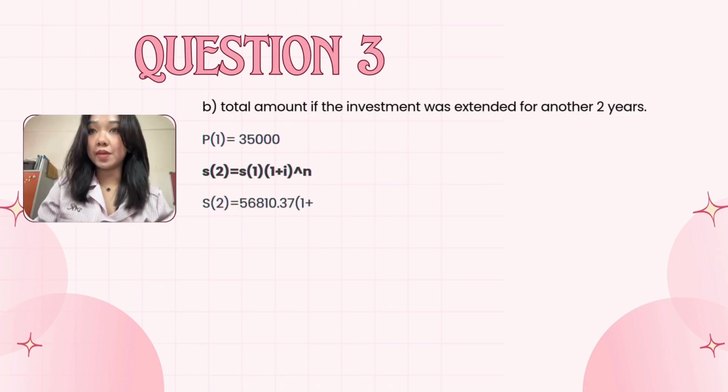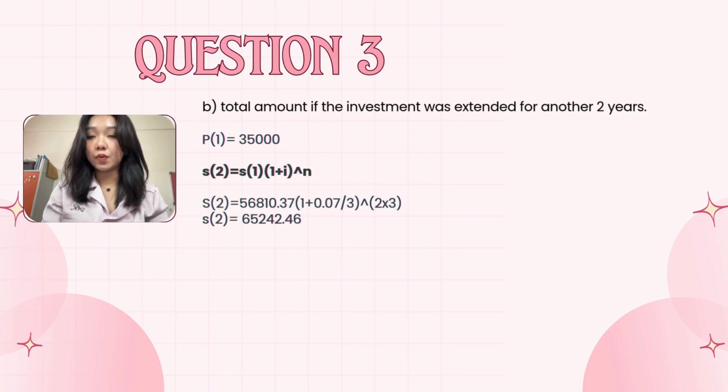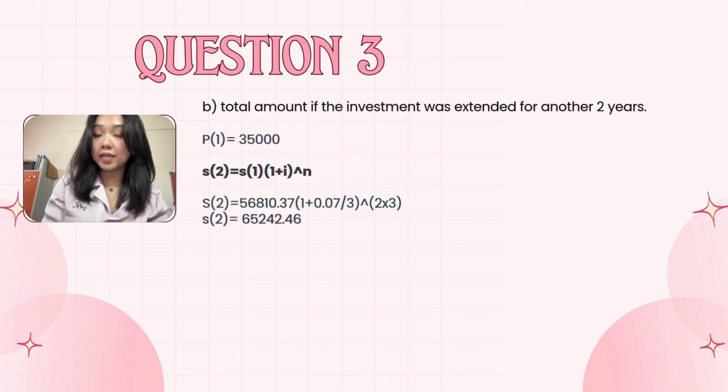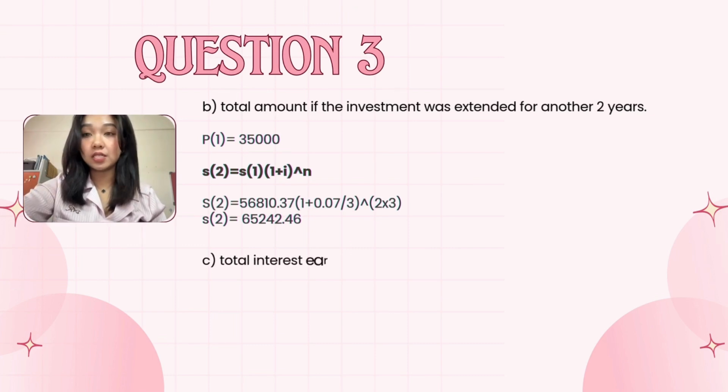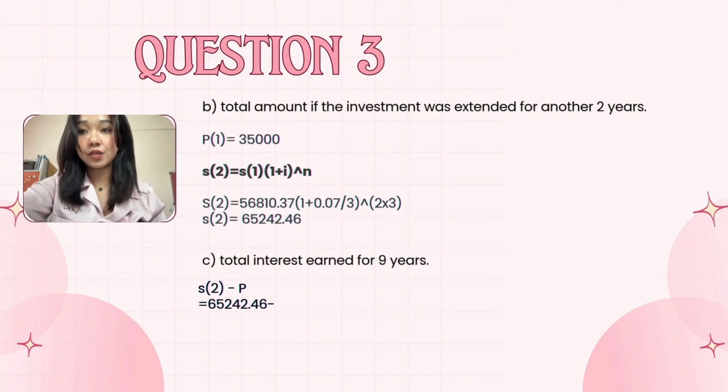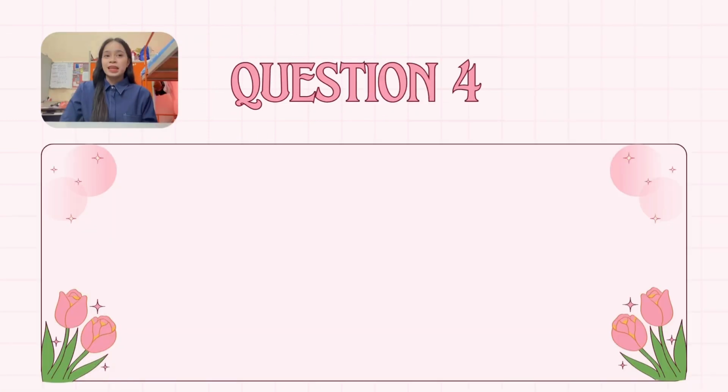I'm going to use the formula S2 equals S1 times 1 plus I to the power of N. We put the values into the formula and we get the answer S2 equals 65,242.46. E, total interest earned for 9 years. The formula is S2 minus P. It will be 65,242.46 minus 35,000. So the answer will be 30,242.46.